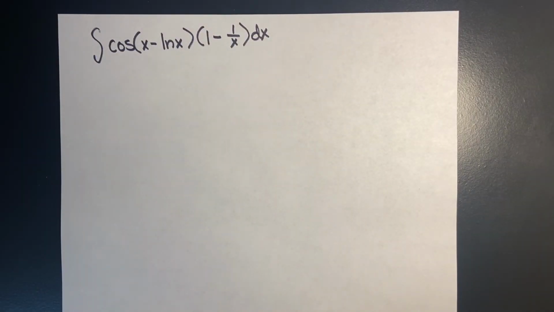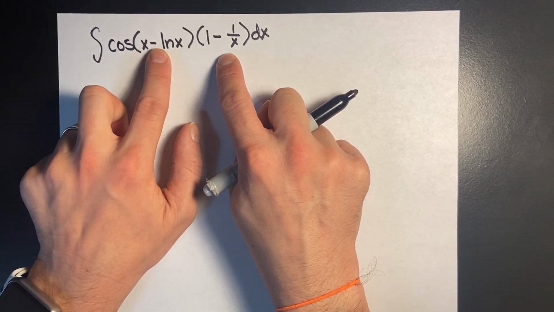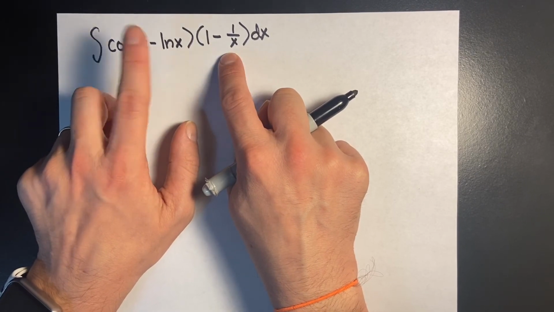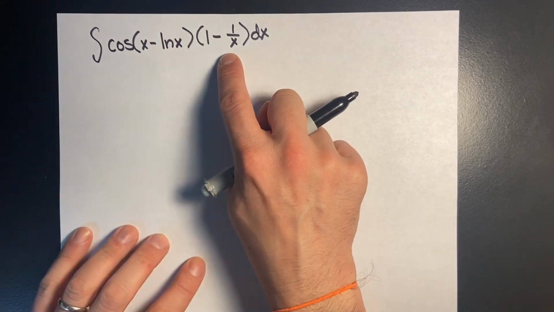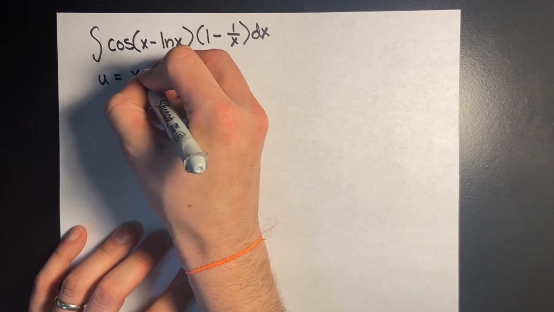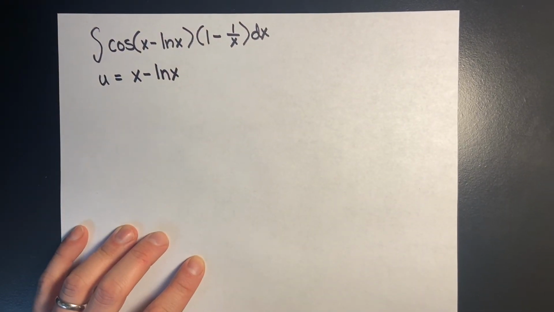So I have two things going on here. And that guy looks like, if I took the derivative of it, I'd get that guy. So I'm going to set that equal to u. The fun thing about integrating by substitution is if it doesn't work, go back and try it again.